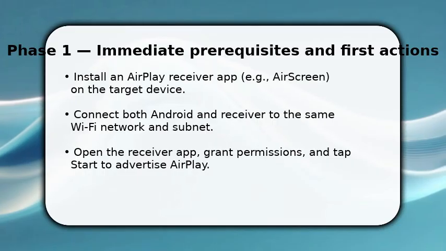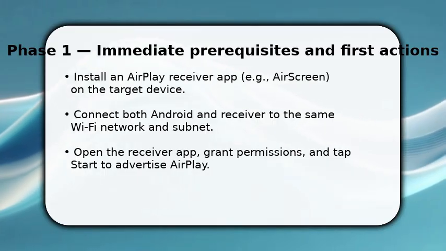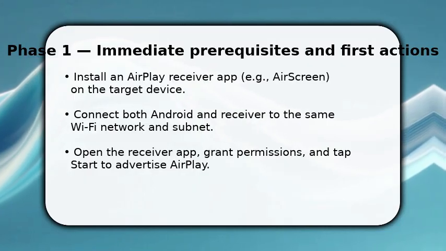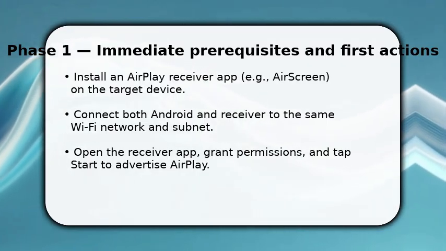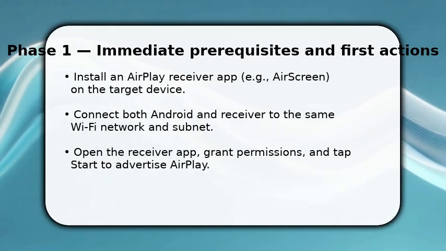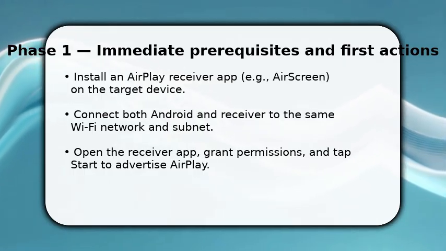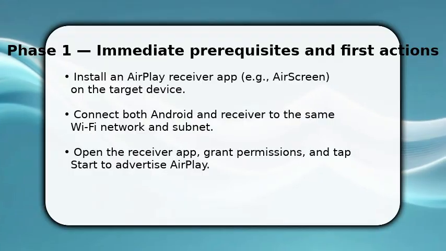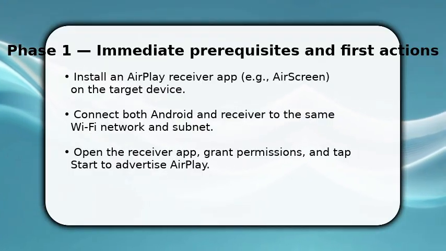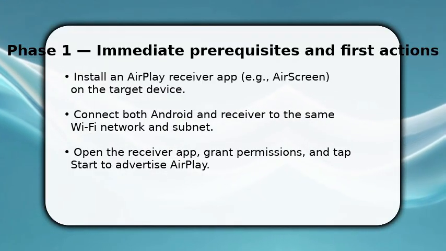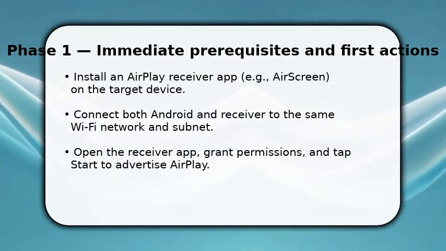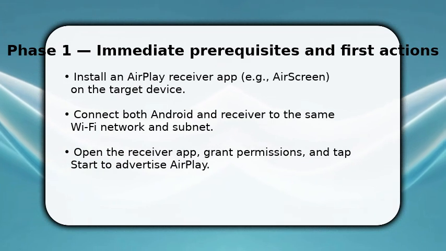You begin by making the receiver visible. This is why you install an AirPlay receiver app on the TV or streaming box and start it now. Once the app is running, make sure your Android phone is on the same Wi-Fi network and subnet so devices can find each other. You should grant location and local network permissions when prompted, because Android blocks discovery without them. After you tap Start in the receiver app, it will broadcast an AirPlay target name you'll select from your phone.